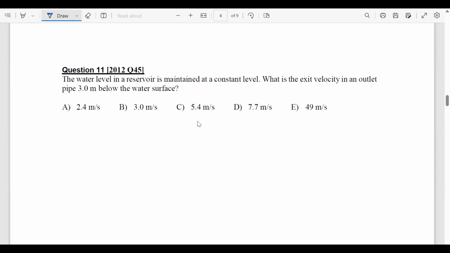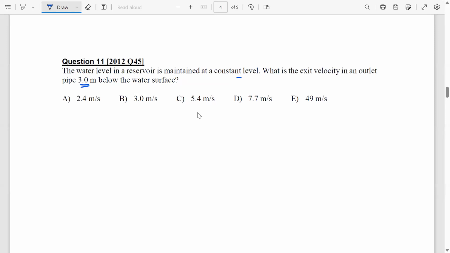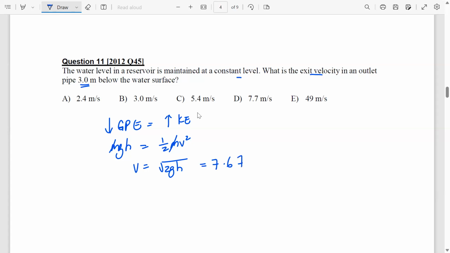Okay, you can see that it's at a constant level, 3 meters height, exit velocity. So there is a loss in GPE, which is equal to the gain in KE. That's all. mgh equals half mv squared, or v equals the square root of 2gh. So you take the square root of 2 times 9.81 times h, and then you get 7.67 meters per second. So the answer is D.